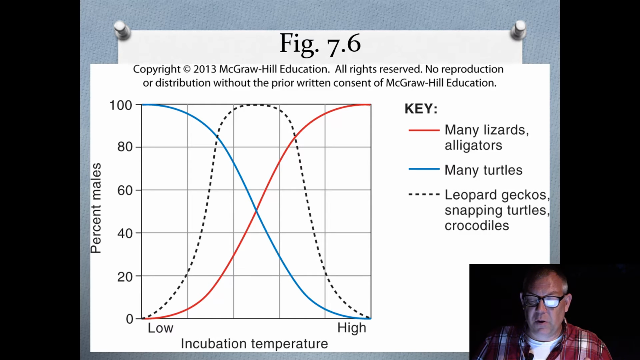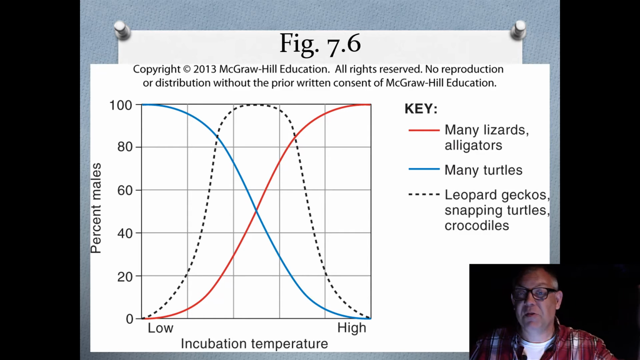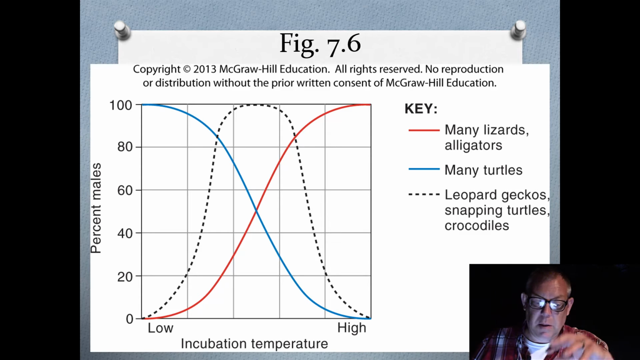And so you can see that for lizards and alligators, if the nest is very cool, then you get mostly females. And as the nest warms up, you get a higher percentage of males. And if the nest is really warm, they're all male. Whereas turtles do just the opposite. And leopard geckos, snapping turtles, crocodiles, they do kind of an in-between. Like at moderate temperatures, you get all male, but at very cold or very warm, you get more females. And so it's got nothing to do with chromosomes.